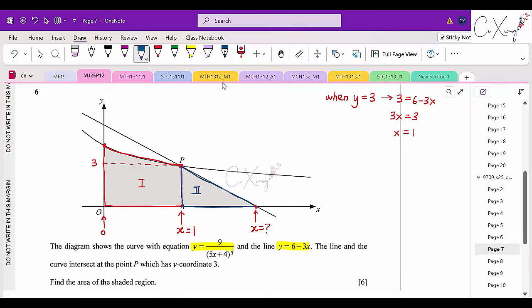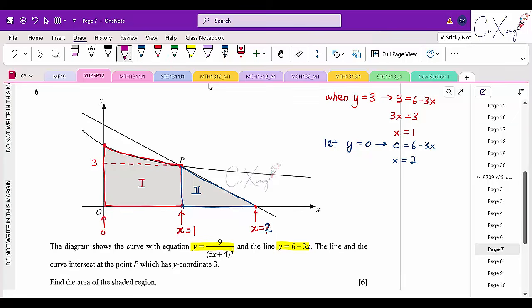This is the x-intercept, right, for the line equation. So you let y equal 0, and you solve the equation. You have 0 equals 6 minus 3x, and therefore x equals 2. So this is a value of 2. Okay, after I get all the details that I need, then I can start calculating the area.